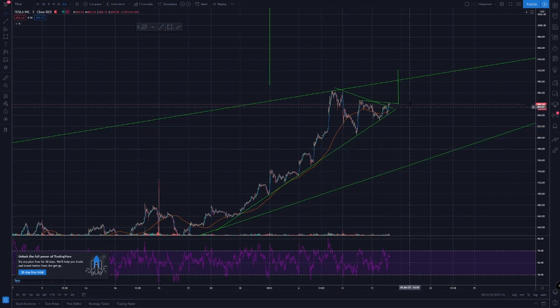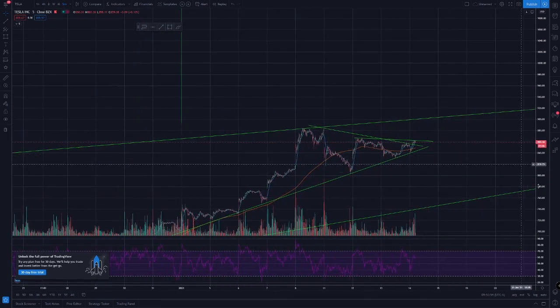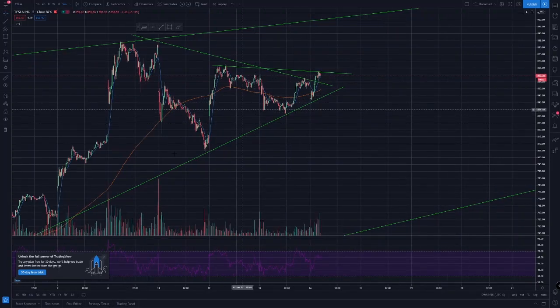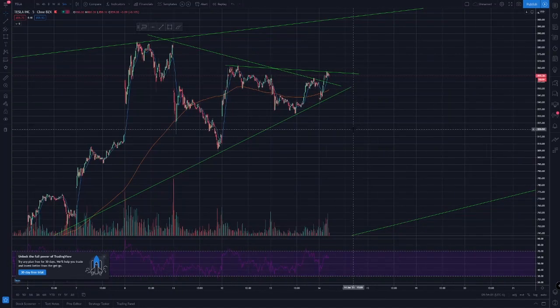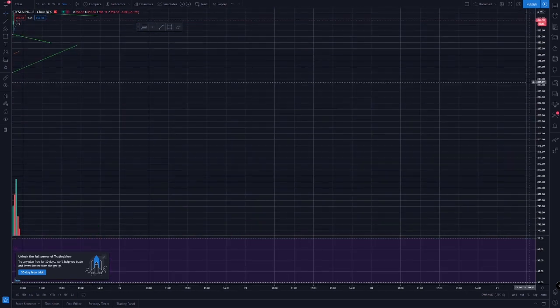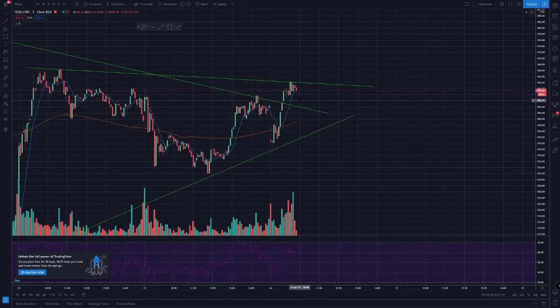Tesla's been running up pretty good, so that's possible. Let's look at the moving averages. Right now the price is above the orange and above the blue, which is good. It looks like it's dropping below the blue, but the orange is more important.